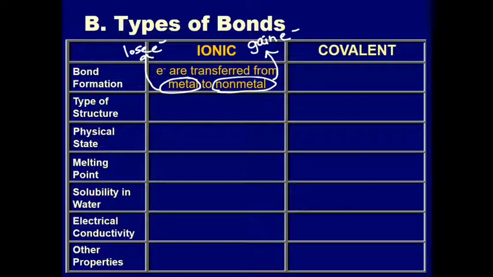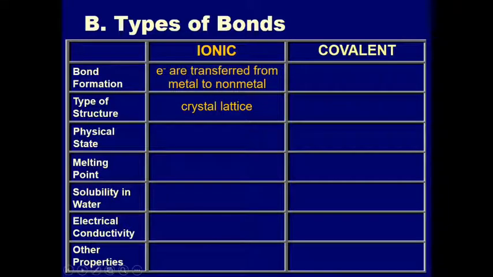So that transfer is going to be an electron from the metal to the nonmetal to give you an electrostatic attraction between ions. Because again, you have a cation formed, you have an anion formed, and now there is an electrostatic attraction between your cation and your anion. The type of structure this creates is called a crystal lattice structure. When we get to section 3, we will go more in depth on this crystal lattice structure.